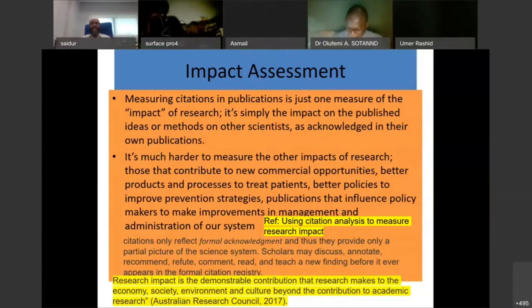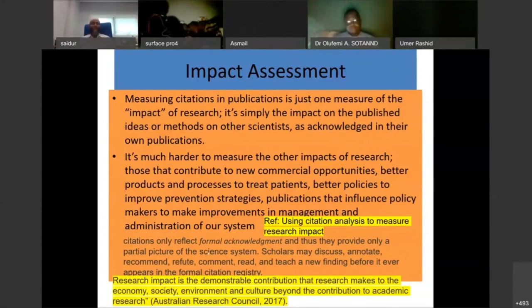It is also harder to measure the impact of research that contributes to new commercial opportunities. So somebody invented something, a commercial product. So these are hard. If you can come out with better metrics, and publish in psychometrics, I think that will be a better, more professional way, and maybe the publishers will follow that. Better products, processes to treat patients, better policies to improve. Again, these are the drawbacks so far in the scientific community to measure all other impact. Like you see the product development, better products, treating patients, some policies that are really very helpful, publications that influence policy, and so on. So there are basically pros and cons.